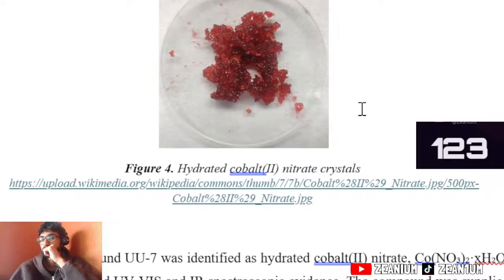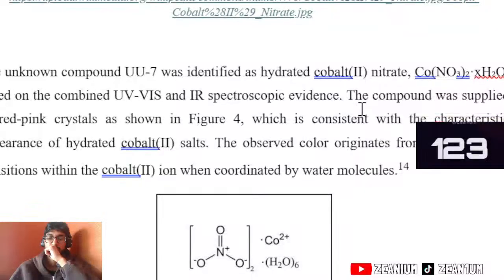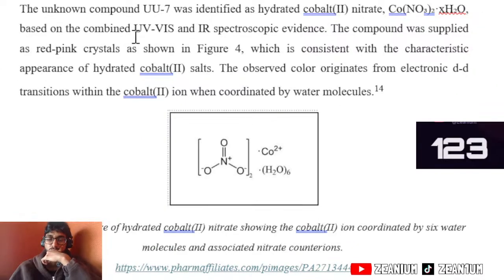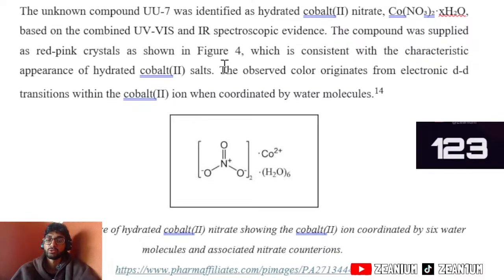So the unknown compound UU7, I don't know if you can see the whole text. Okay, so the unknown compound UU7 was identified as hydrated cobalt 2 nitrate. Based on the combined UV-Vis and IR spectroscopic evidence, the compound was supplied as red-pink crystals as shown in figure 4, which is consistent with the characteristic appearance of hydrated cobalt 2 salts.